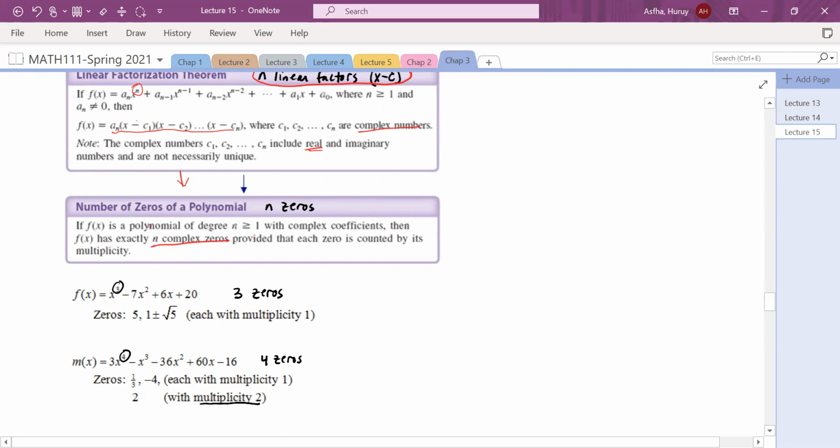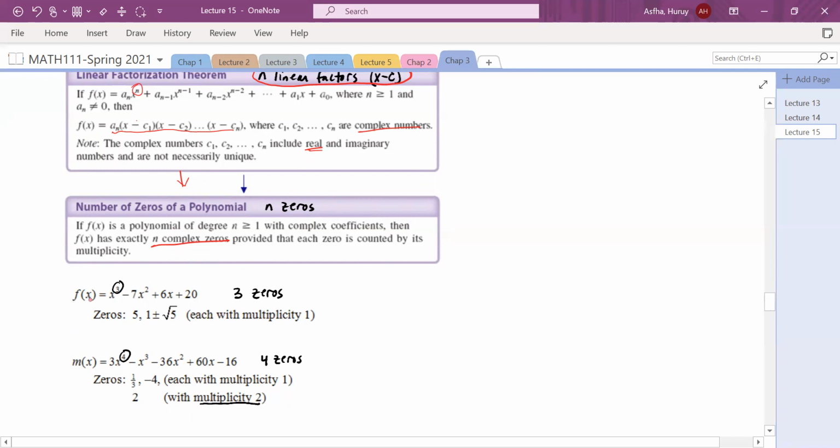So if it is degree 2, it has 2 complex zeros. If it is degree 10, it will have 10 complex zeros. Again, don't get confused by this complex zero. It could mean a real number or an imaginary number. It includes both of them.